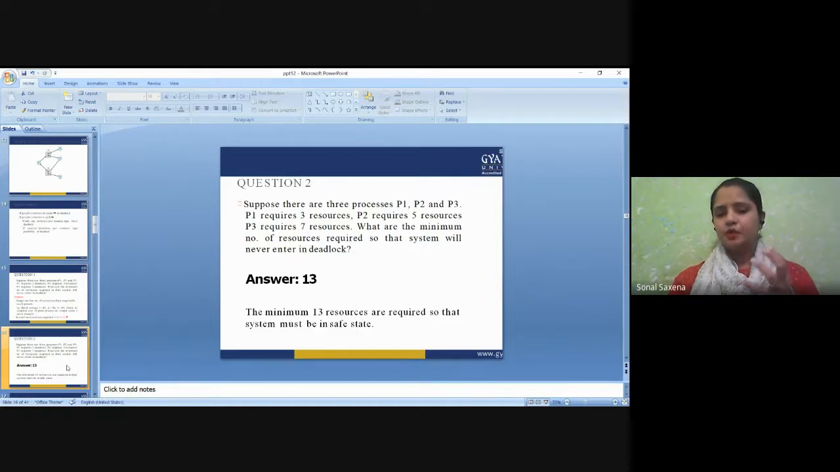So it comes out to be 12, and one more resource to prevent them from going inside the deadlock. So 12 plus 1, that comes out to be 13. So minimum 13 resources are required so that the system must stay in the safe condition. Safe condition means no deadlock.